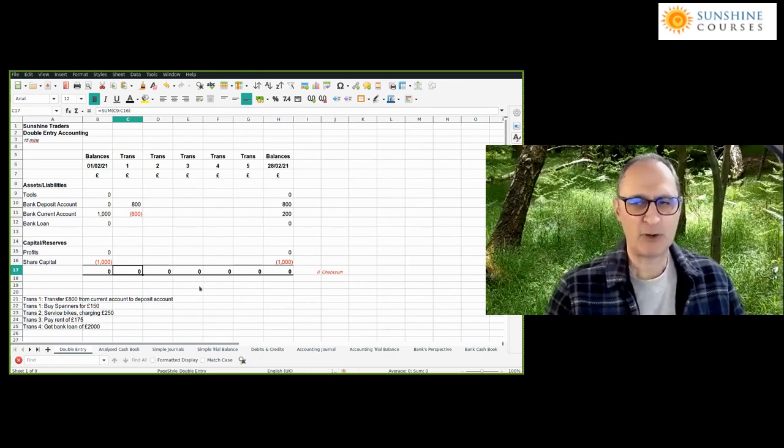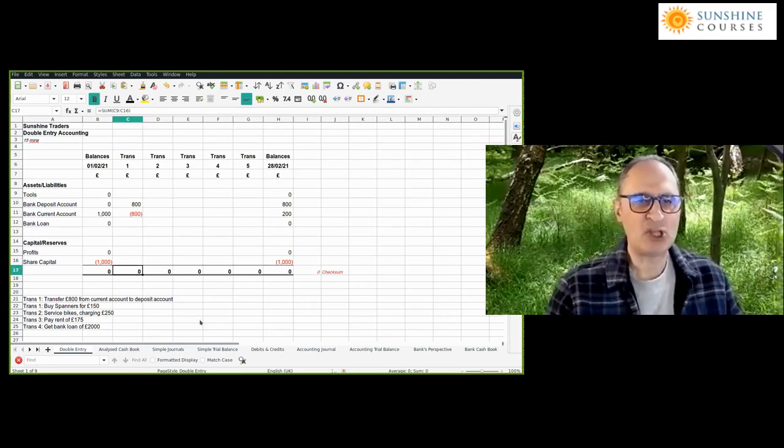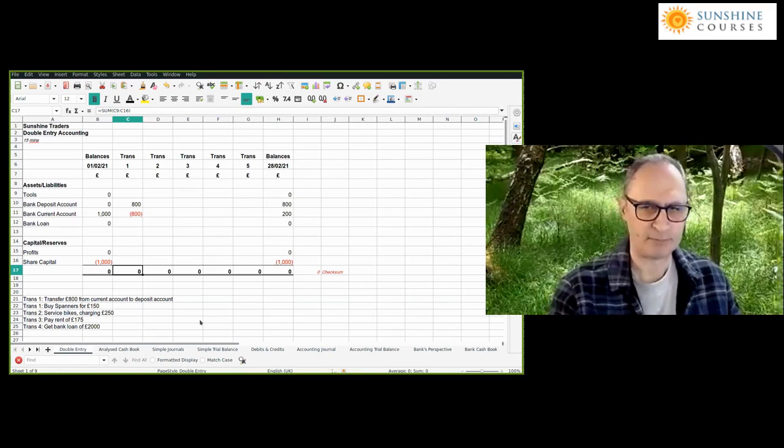So I don't know if you remember, when we were talking about spreadsheet errors, about setting up a checksum. The whole of this line at the bottom actually is a checksum, because if the numbers ever don't equal 0, then there's an error in your double entry bookkeeping, in your journal.